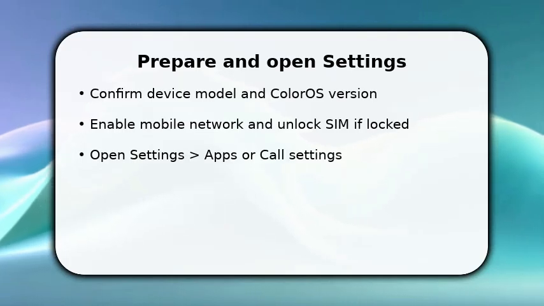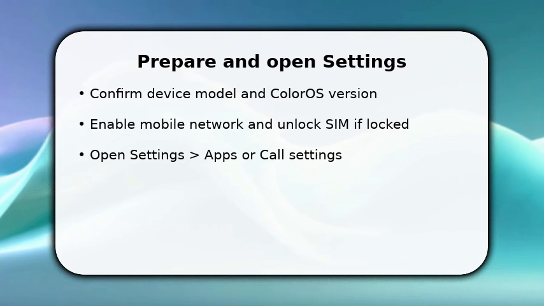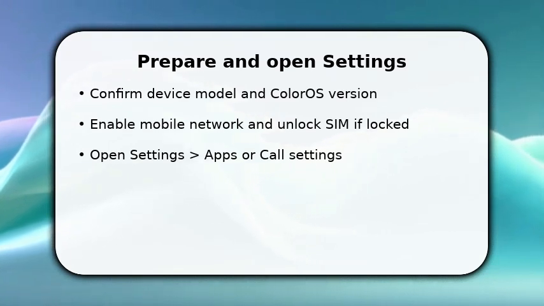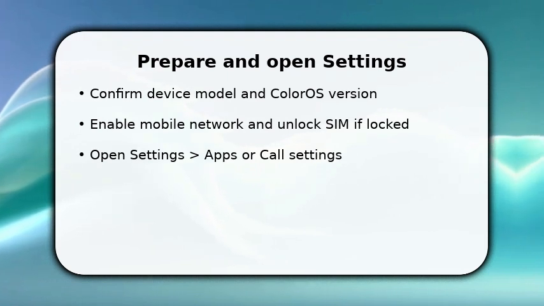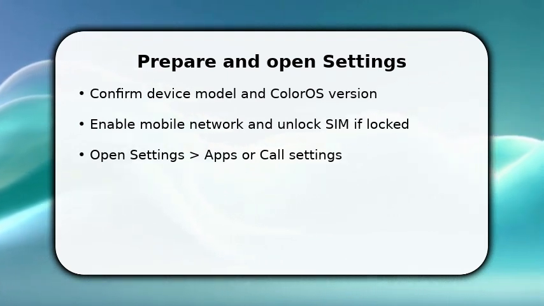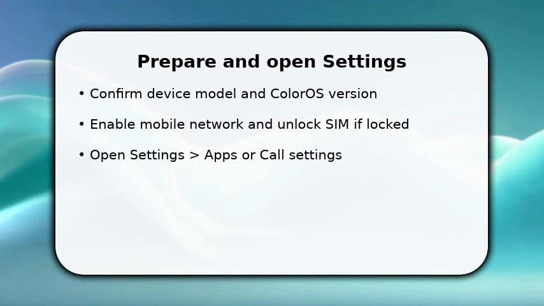You start by confirming your Vivo model and ColorOS version because menu labels vary. Once done, make sure your SIM is active and the mobile network is on. Then open Settings and go directly to Apps or Call Settings. This is where Vivo stores blocking controls.